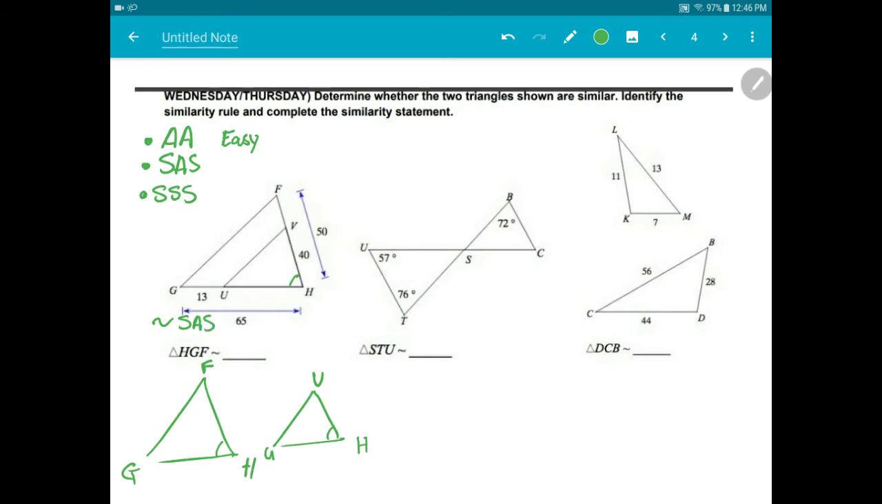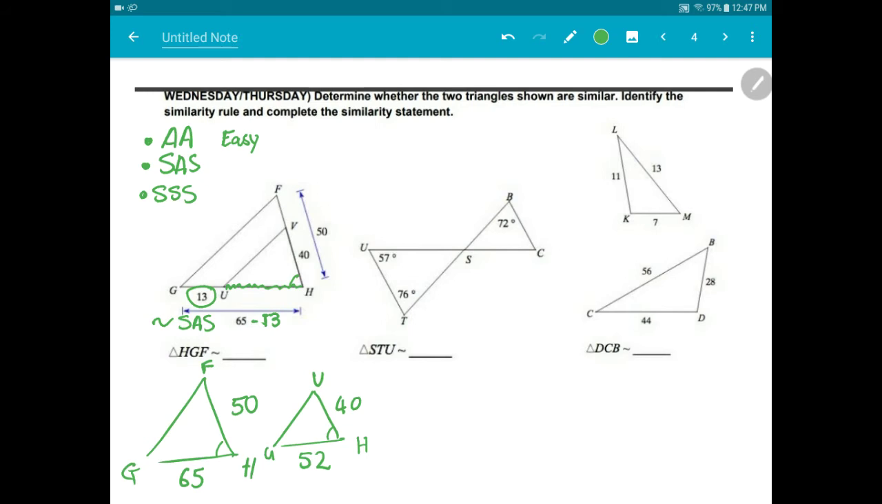Now let's add our numbers on. So G to H is 65, and H to F is 50, and we don't know our missing side here. I can see VH is already 40, but I need this other matching side. I can see the whole length is 65, but this bit here is 13. So I'm going to take the 13 away, so I know what's left here, which means I'm going to get 52.